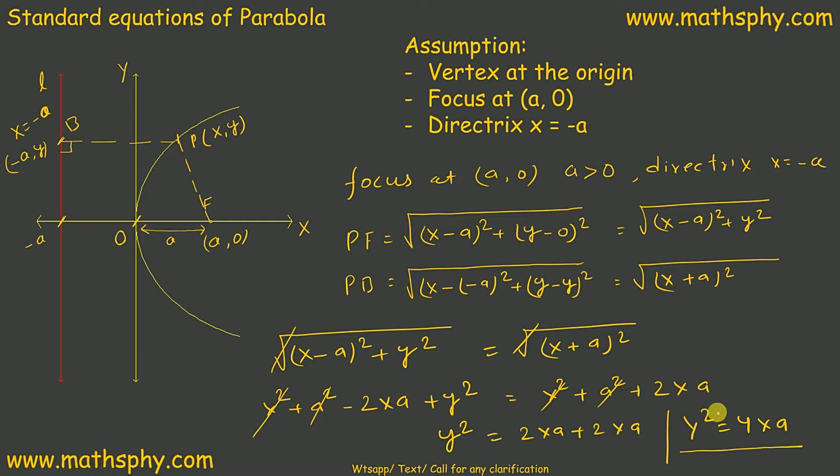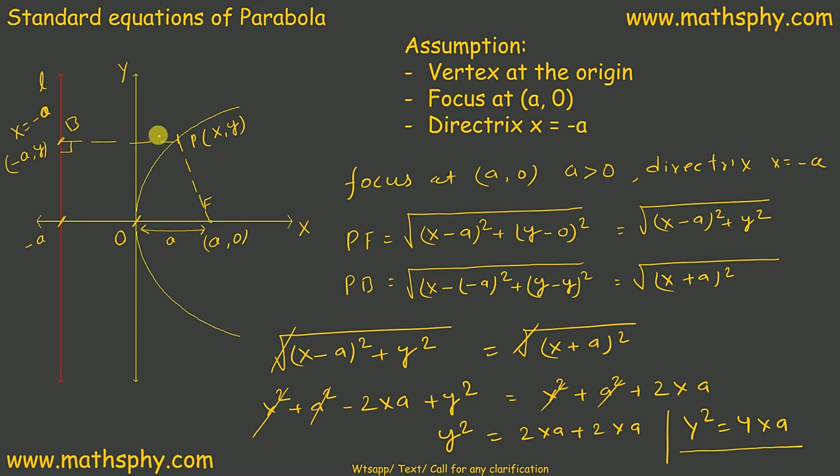This gives me the standard equation of a parabola with these assumptions: vertex at the origin, focus at (a, 0), directrix x equals minus a. It means all the points on this parabola will satisfy this equation, y square equals 4xa.